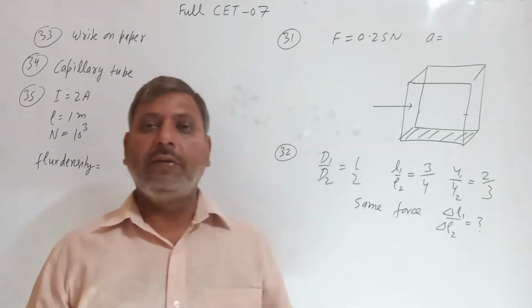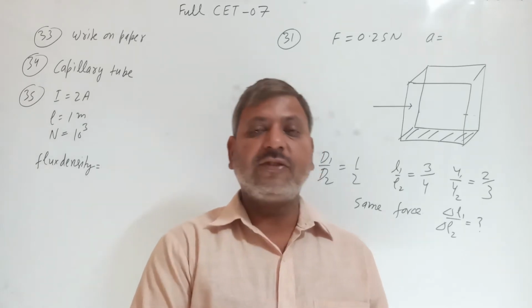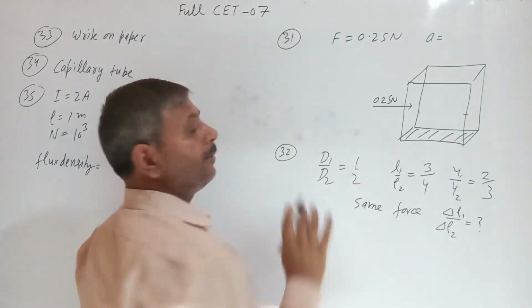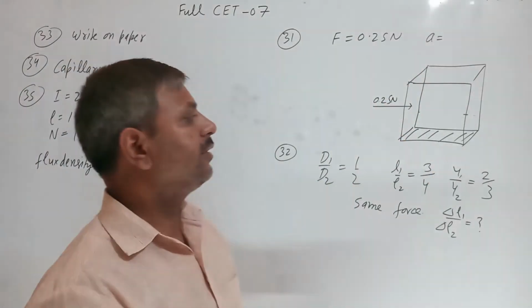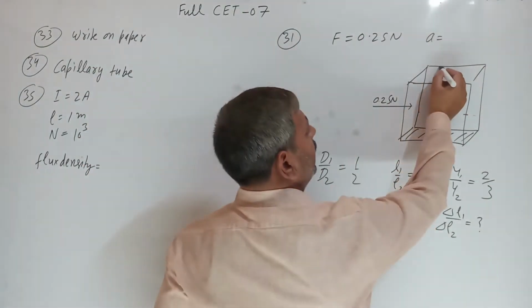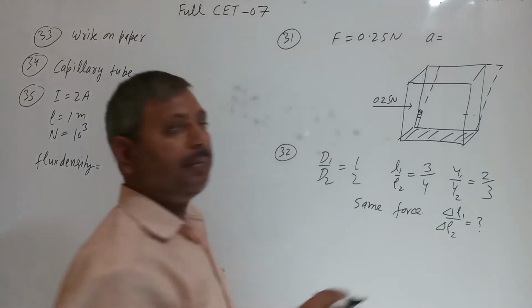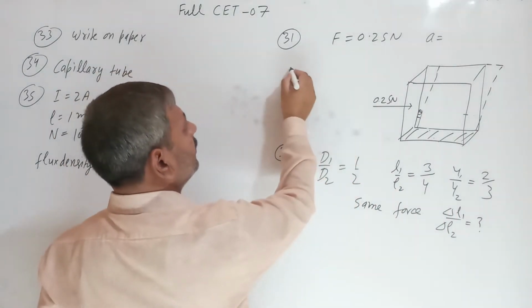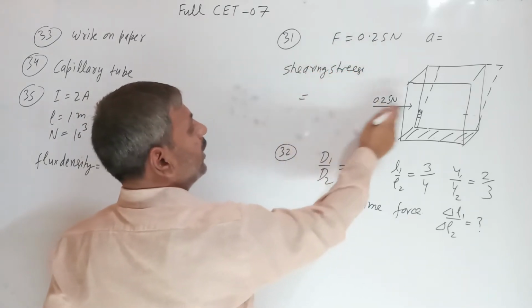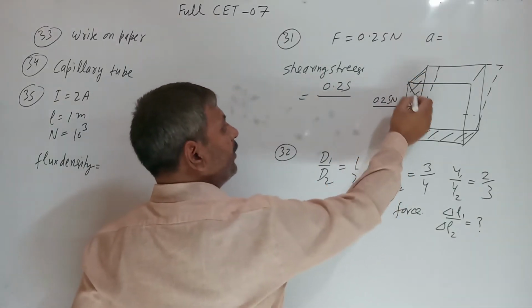See question number 31. Tangential force 0.25 Newton is applied on a 5 cm cube. In shearing stress, shearing strain, there is a tangential force, the lower surface is fixed, and the upper surface is free to move. So they are moving like that. So see here, in this situation, what will be the shearing stress? Shearing stress is equal to tangential force upon the area upon which it acts.